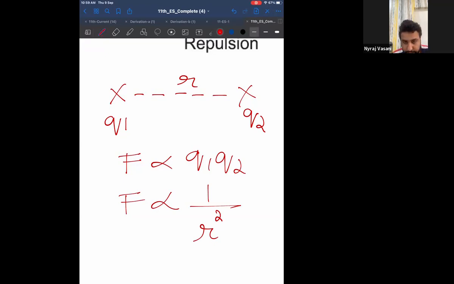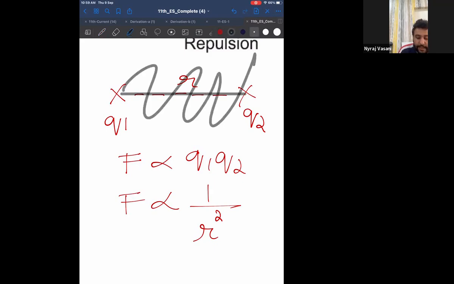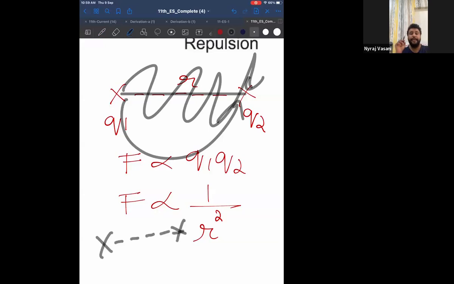The force of attraction or repulsion between 2 point charges at rest. All words are important. It is directly proportional to the product of magnitude of the two charges, and it is inversely proportional to the square of the distance between them. And the force acts along the line joining the two charges. Means the force does not act like this, it acts along the line joining the two charges. Like displacement, which is the shortest distance between 2 points, force also acts along the line joining the two charges.